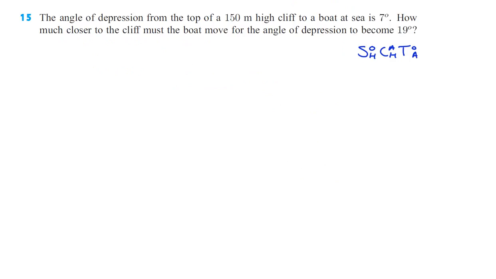Moving on to 15. Angle of depression from the top of a 150-meter high cliff to a boat at sea is 7 degrees. How much closer to the cliff must the boat move for the angle of depression to become 19? So here is our cliff. Here is the boat out at sea.